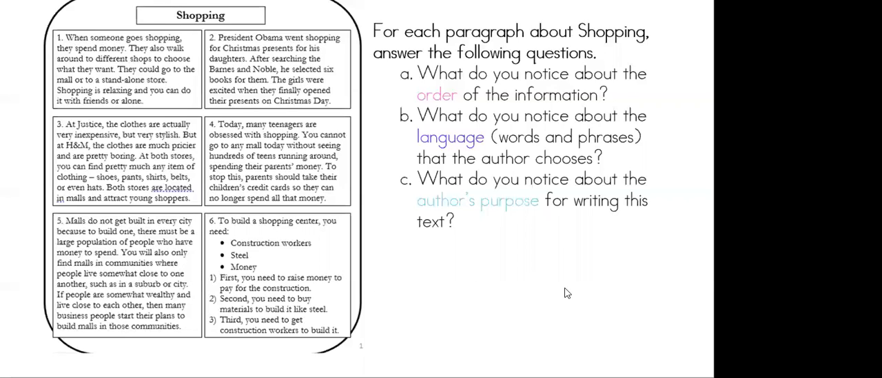In order for us to really dive into each paragraph separately, we must consider 3 questions. What do you notice about the order of the information? What do you notice about the language or word choice that the author chooses? And what do you notice about the author's purpose for writing this text? So let's begin. Let's break this text apart into 6 paragraphs. We're going to do the first 3 paragraphs together, and then you will do the last 3 paragraphs, 4, 5, and 6, separately.